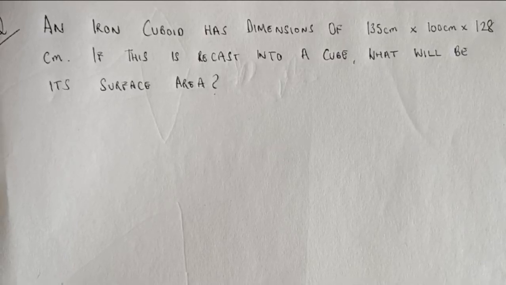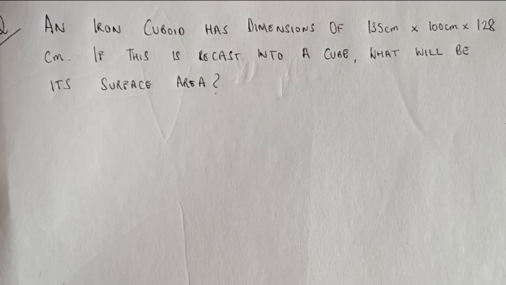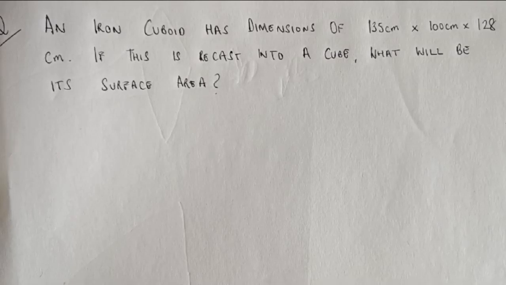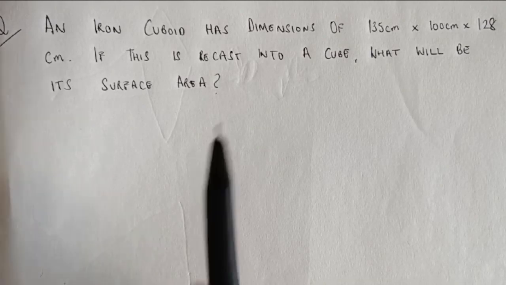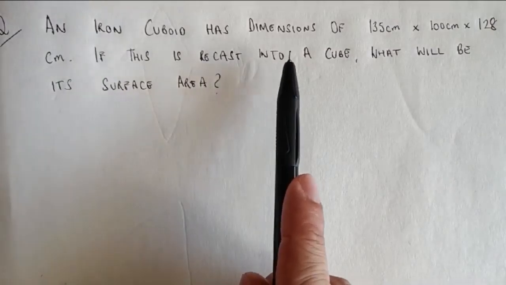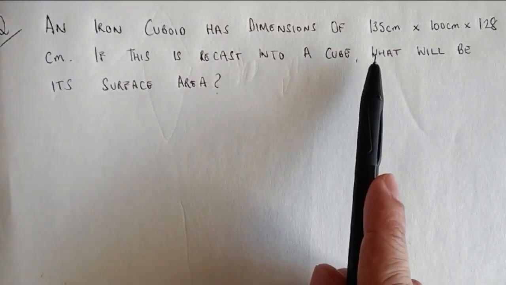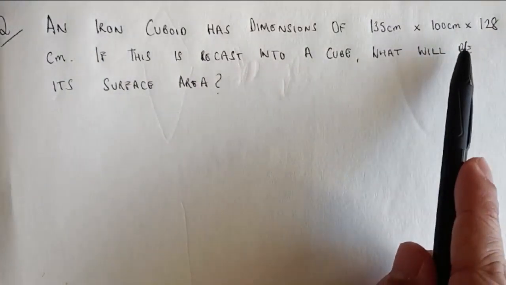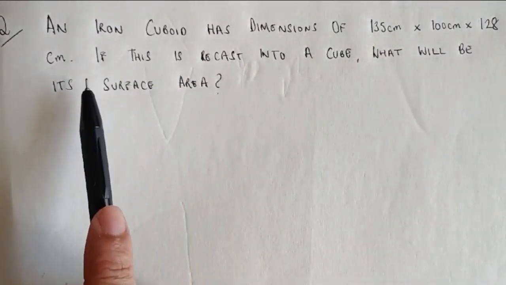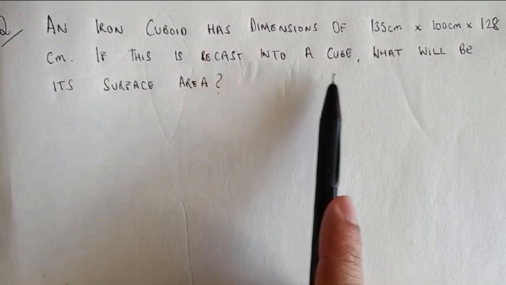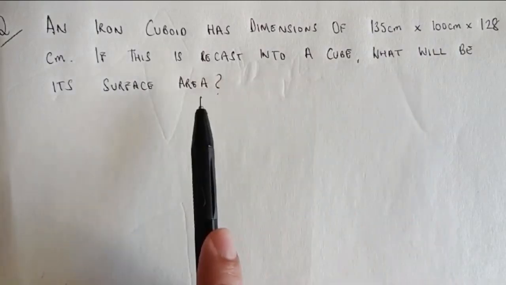Today we will solve a couple of Olympiad level questions which are to do with area and geometry. So let us start. Our first question is, we have an iron cuboid which has dimensions of 135 centimeters into 100 centimeters into 128 centimeters. If this is recast into a cube, what will be its surface area?